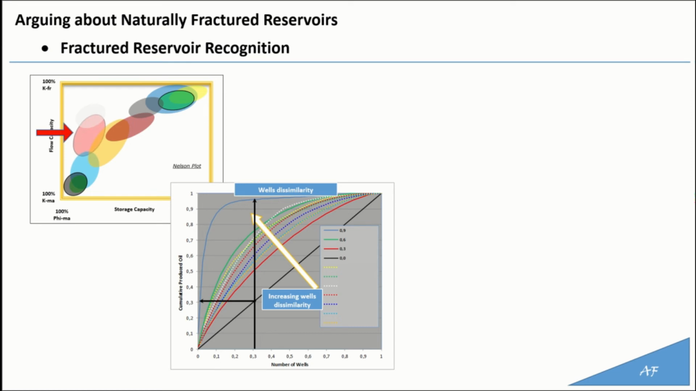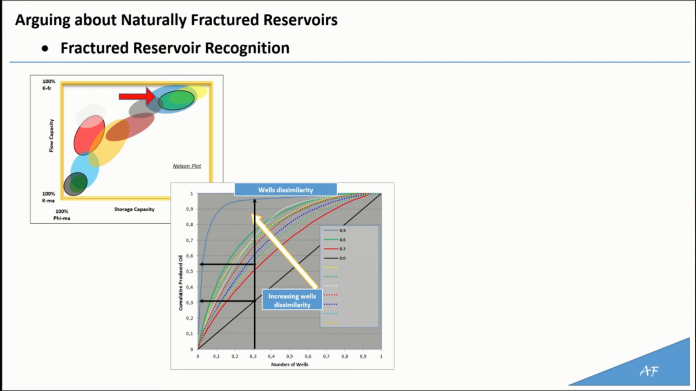Moving north-eastward in the Nelson plot, we face an increasing heterogeneity highlighted by fields where few wells perform better than the mass of the other wells. So, for example, in these type 3 fields, the 30% of the wells, the best ones, contribute for the 55% of the cumulative production.